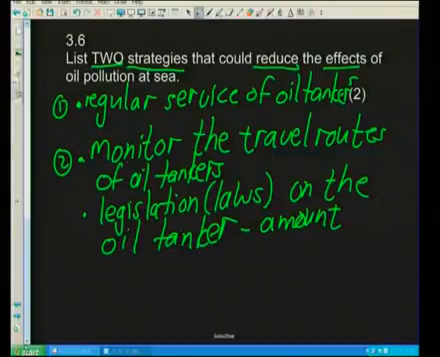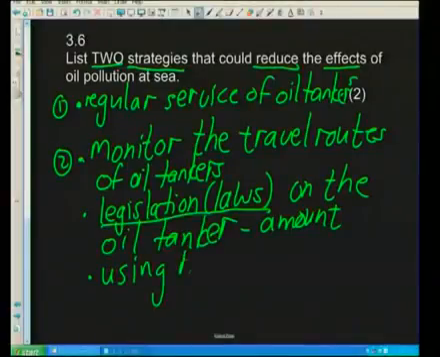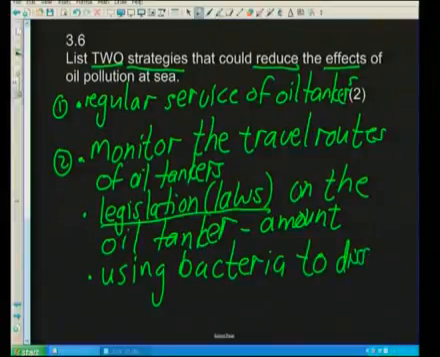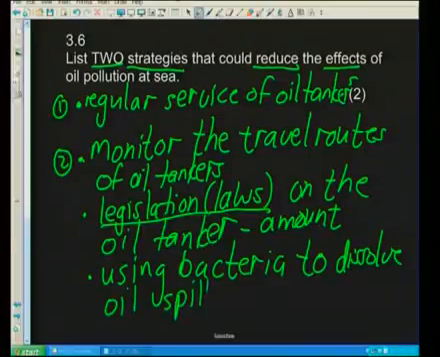All right, so legislation, I think that's important. They must put laws down for these oil tankers so that they know what they can do, what they can't do. Another point is that maybe think about what happens if there is oil. Maybe they can clean up the oil spills by using, let's say, bacteria, which is a biological way of controlling or getting rid of the oil. So using bacteria to dissolve the oil spill.